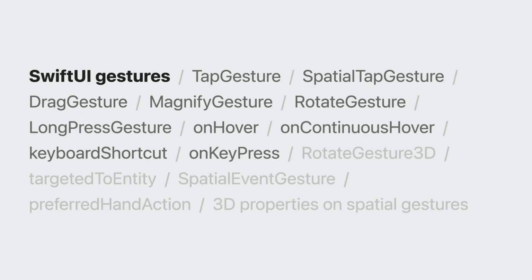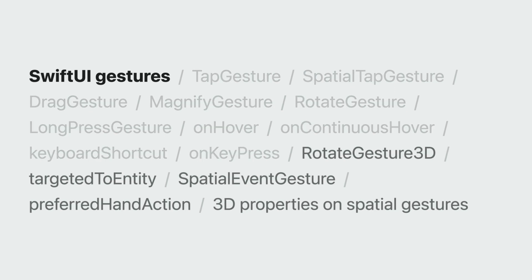The gestures you're already familiar with in SwiftUI work great, adapting automatically to each form of interaction, like tap gesture and drag gesture. And we've added some brand new gestures to enable all new kinds of rich 3D interactions, like Rotate Gesture 3D, to rotate a view in all 3 dimensions, using 2 hands or a connected trackpad.